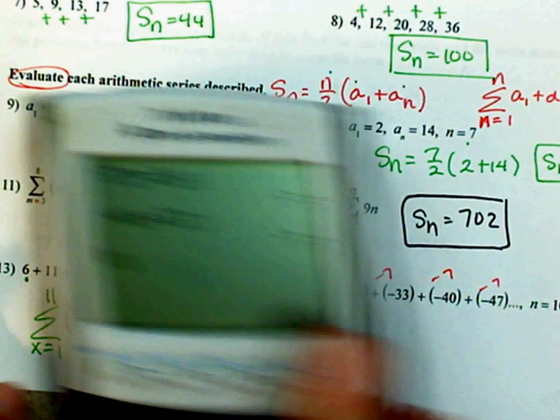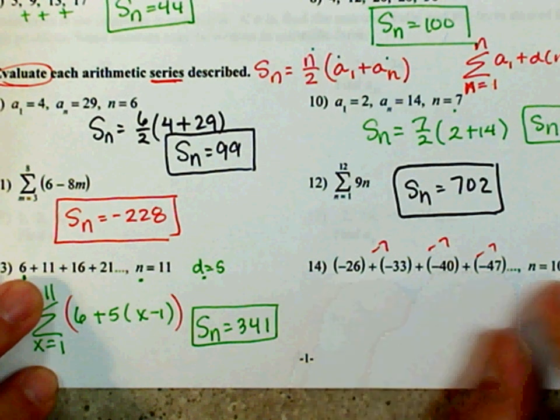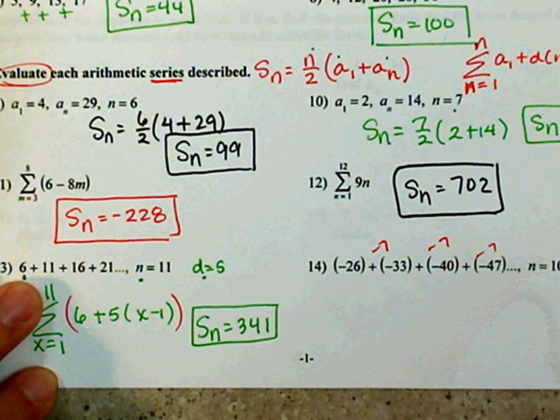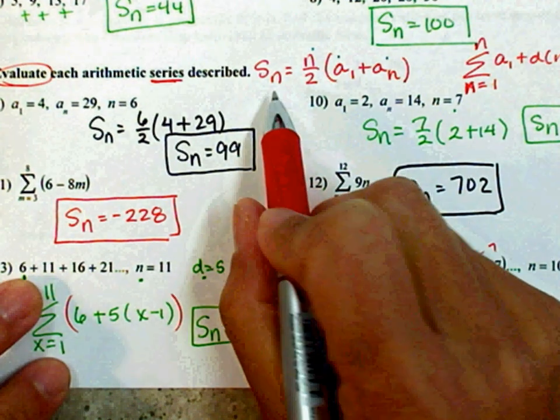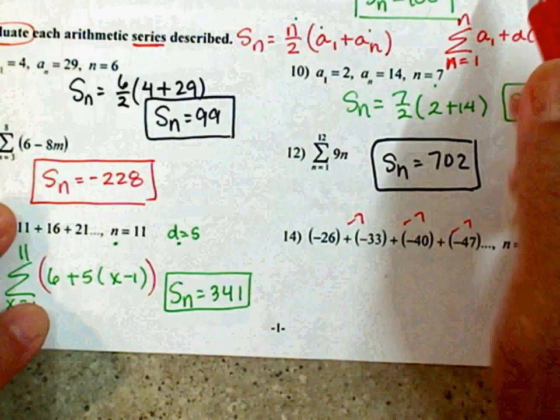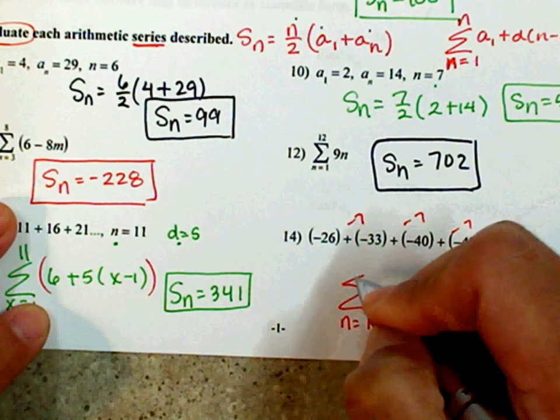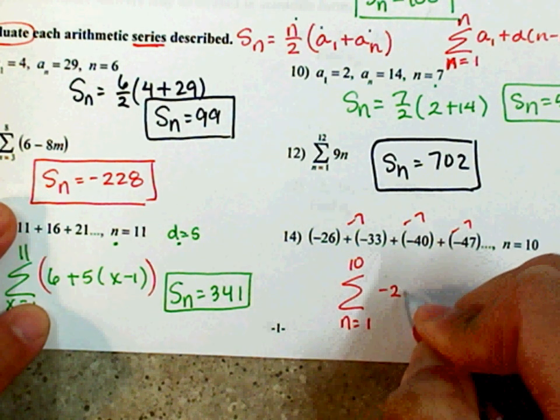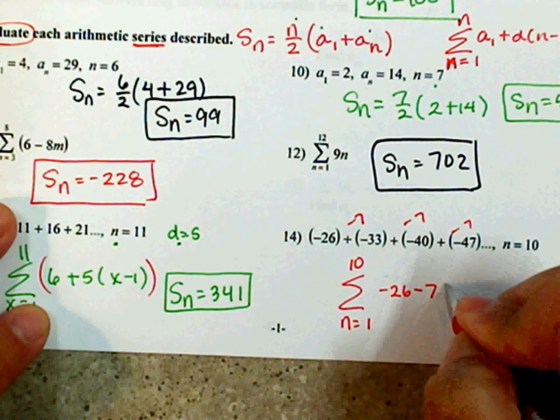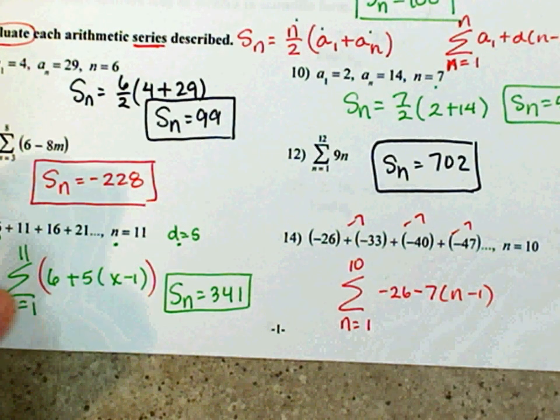Have the first term, have the n, don't have the last term. So you might not want to do the S of n. You might want to do the sigma. There we go. Sigma, n is equal to 1. I'm going to go all the way to 10. First term is negative 26 minus 7, n minus 1. Just like that, okay?